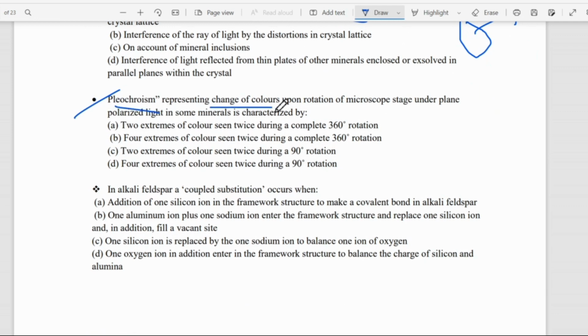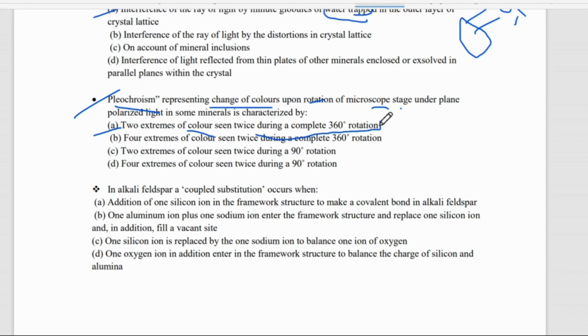Pleochroism represents change of color upon rotation of the microscope stage under plain polarized light. So it is the two extremes of color seen twice during a complete 360-degree rotation. So there is one more option which is 90-degree rotation.